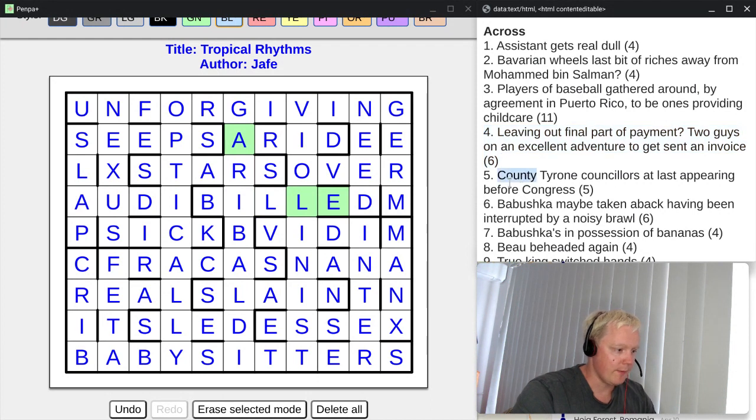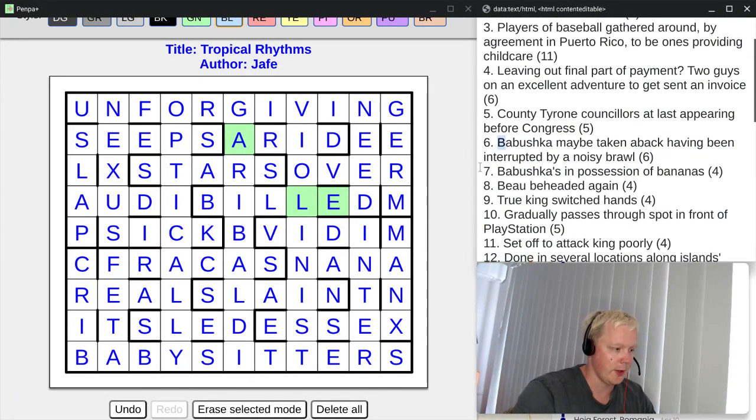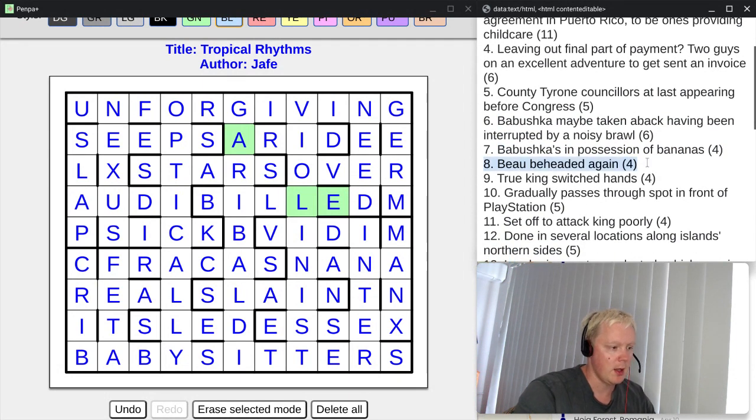So that's there. Then we have counter tie round. So this was SX. SX doesn't have a C, so that's out. Babushka maybe. So this was fracas. Fracas doesn't have a B, so we highlight nothing. Babushka again. So this was Nana, and Nana doesn't have a B, so we don't highlight anything. Bow beheaded again. This was over, and over doesn't have a B.